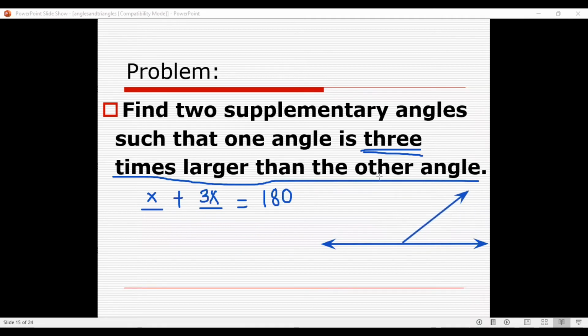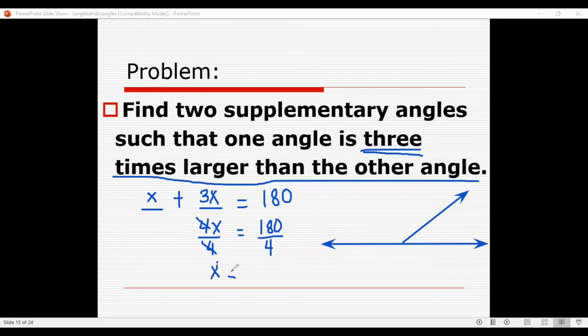So what are we going to do here? We just have to add x plus 3x. That is now equal to 4x, and that is equivalent to 180. Then we divide this by 4 because we simply want the value of x. So dividing both sides by 4, we are now canceling the 4 here. So 4 over 4 is now equal to 1, and 1 times x will simply be x.